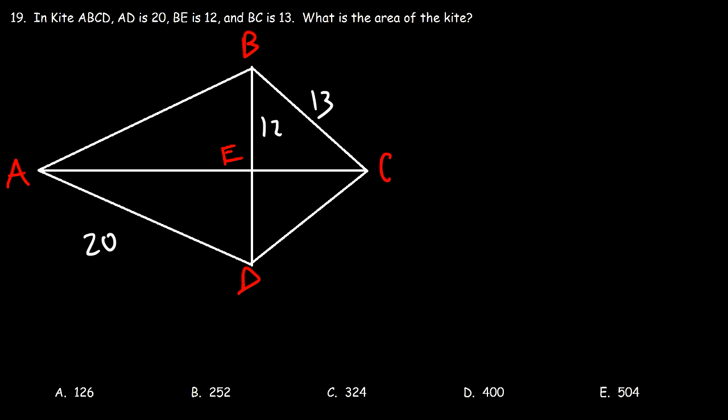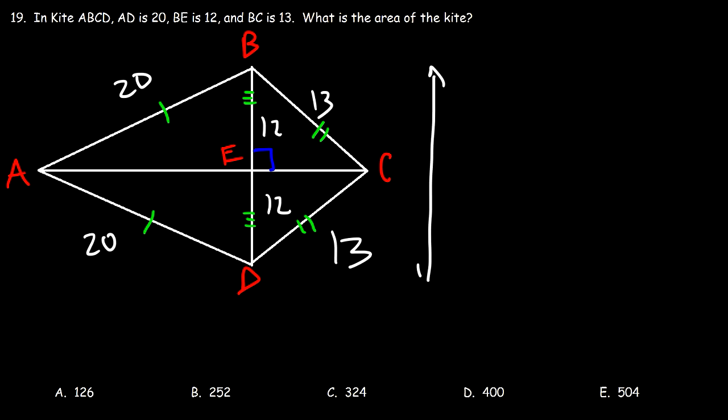Now like a rhombus, the diagonals of a kite, they bisect each other at right angles. Now the second thing is that AB and AD are congruent, which means that AB is 20 as well. BC is congruent to DC, so DC is also 13. And BE is congruent to ED, which means ED is 12. Now we need to find the value of EC and AE. We already have D1. We can see that it's 12 plus 12, which is 24. So we need to calculate D2.